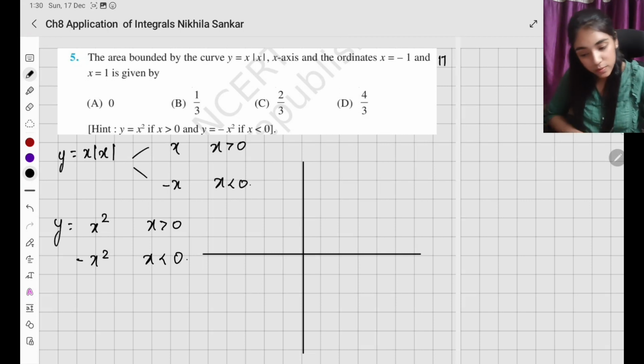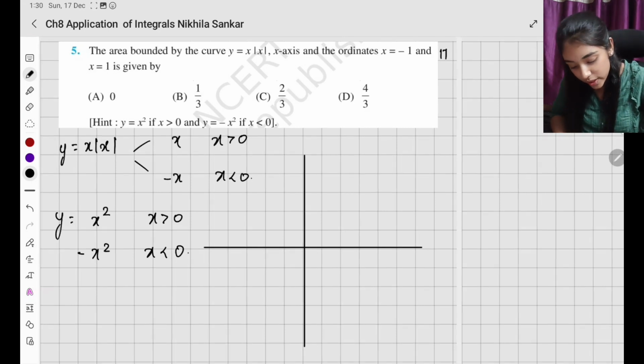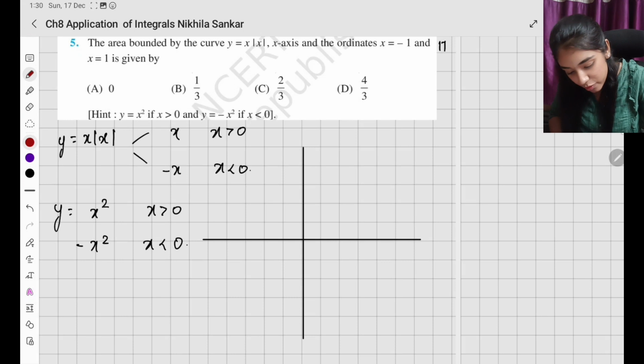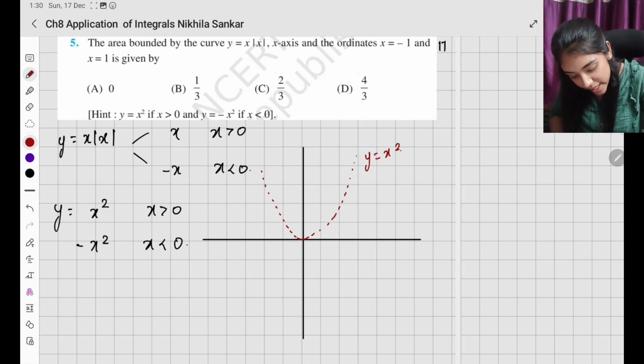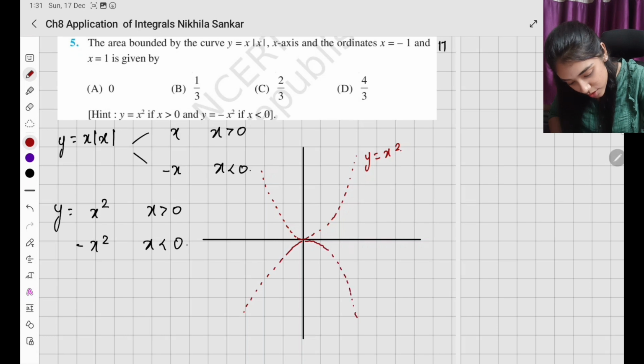Okay, so now how is x square going to look? Y equals x square is basically an upward facing parabola. So here y equals x square is going to look something like this. So this is y equals x square. How is y equals minus x square going to look? It is going to look something like this. It is going to be symmetric to the y axis. So this is going to be y equals minus x square.